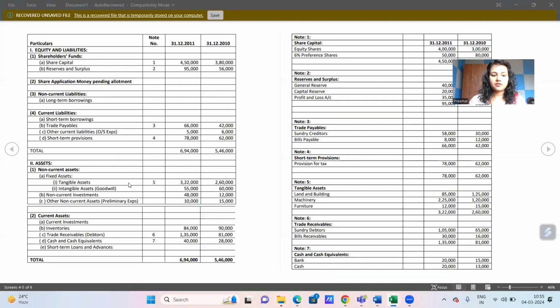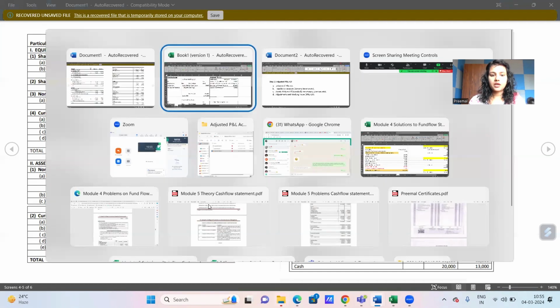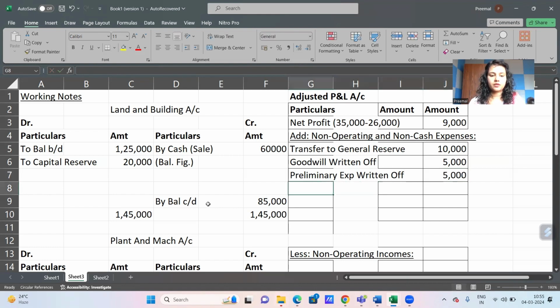Likewise, we also check if there are any other assets which are written off. We do have something called as preliminary expenses, which has reduced from 15,000 to 10,000. So this will also be a non-operating expense. So preliminary expenses written off, difference of 5,000 is mentioned over here.